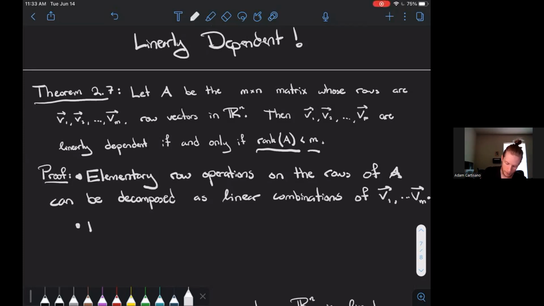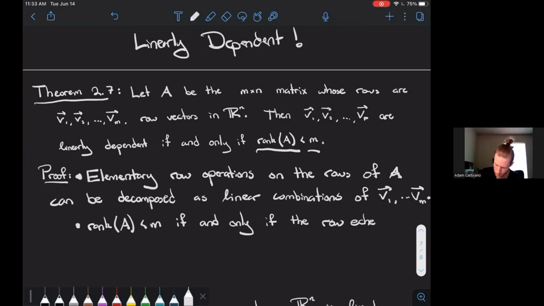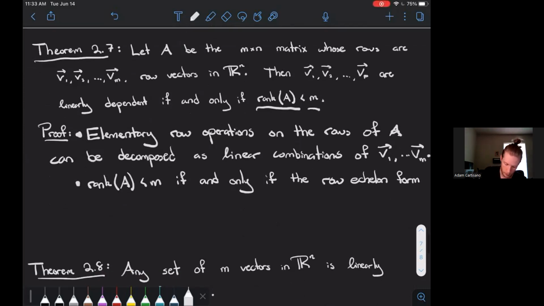Observation number 2: the rank of A is less than m if and only if the row echelon form of A, which is obtained by taking linear combinations of the rows of A, contains a zero row.